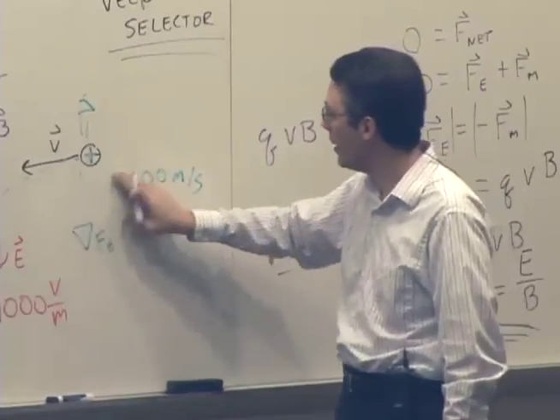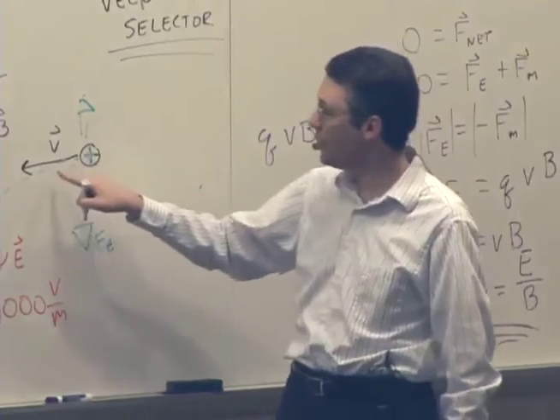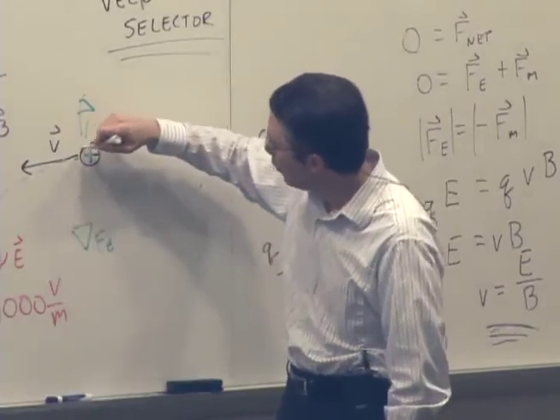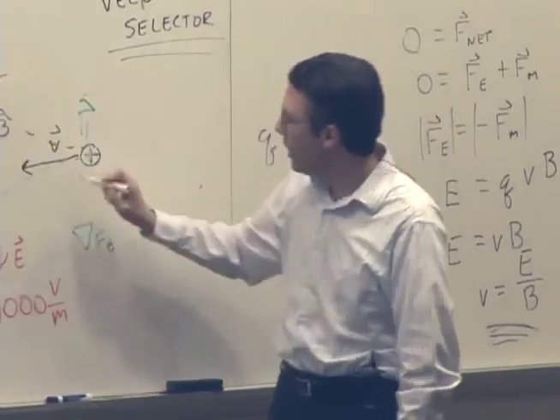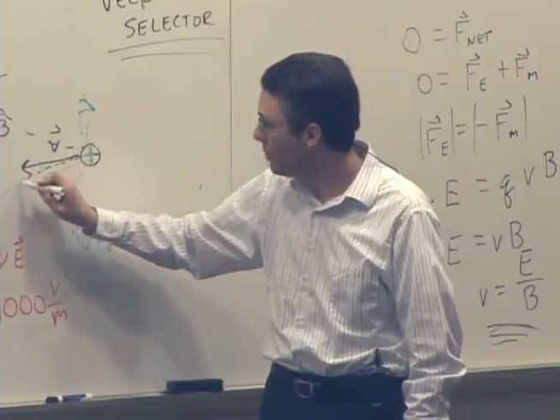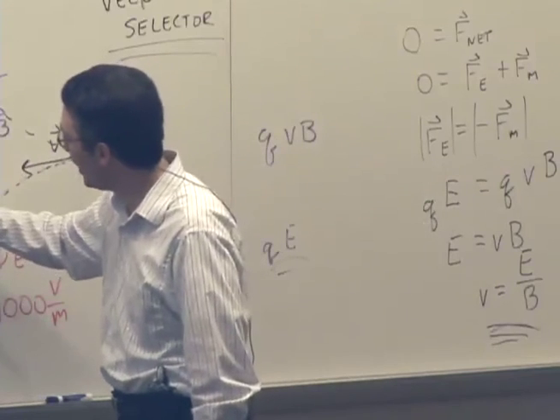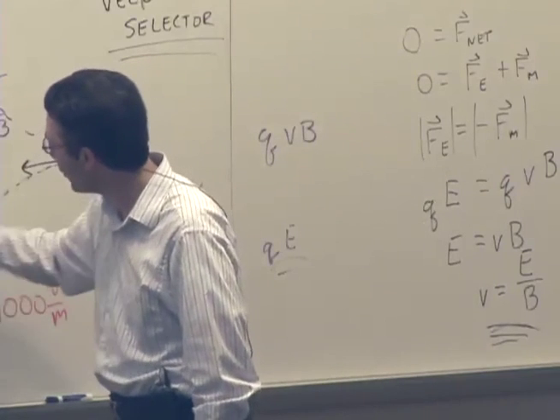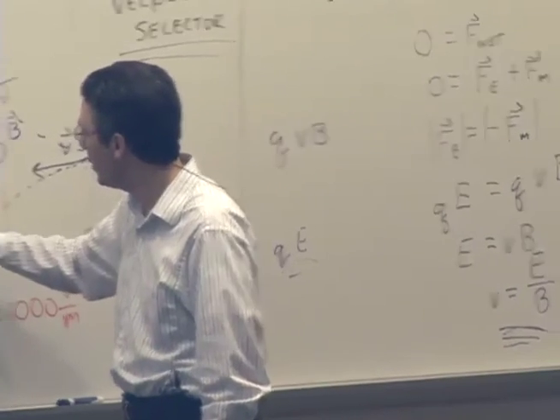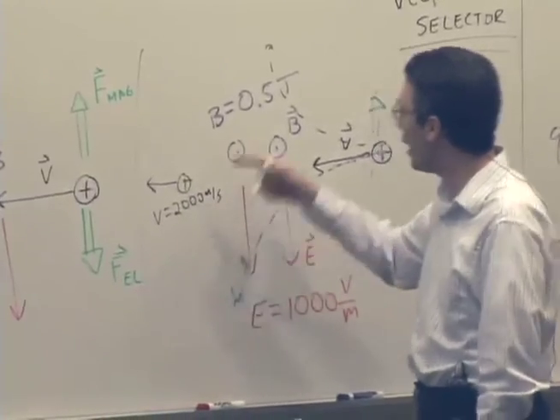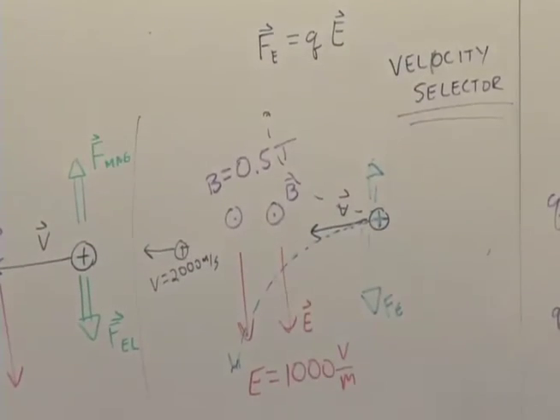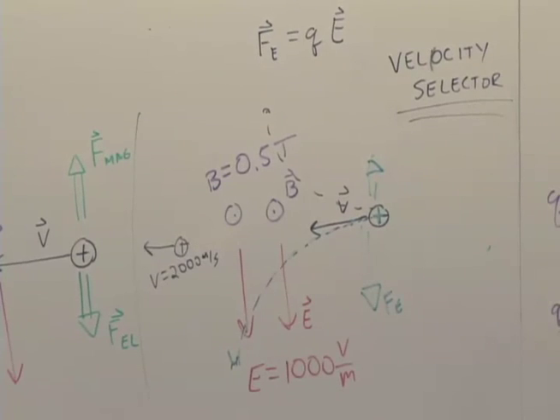Anything moving, in this particular case, faster than 2,000 meters per second would be deflected upward. Anything moving slower than 2,000 meters per second would be deflected downward. And so downstream, you'll only get out of this device particles moving with a precise value of 2,000 meters per second, or whatever E over B happens to be equal to. Okay? And this has technological applications.